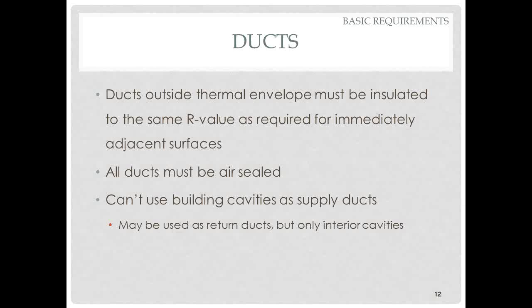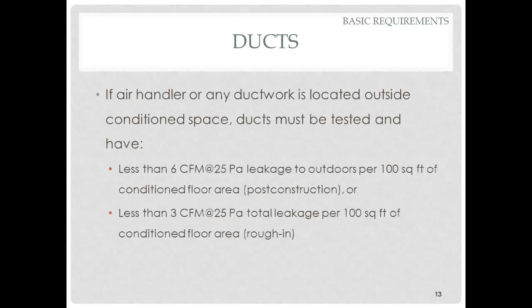You can't use building cavities as supply ducts. You can use them as return ducts, but only interior cavities, not any cavities in the thermal envelope. There's also a requirement for testing the ductwork for air tightness if any of the ductwork or if the air handler itself is outside the conditioned space. So again, once you decide to run ductwork outside the thermal envelope, these new requirements kick in, and in addition to heavy insulation on that ductwork, the ductwork system needs to be tested for air tightness.